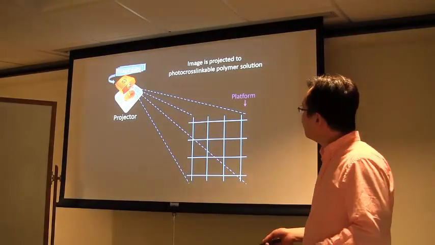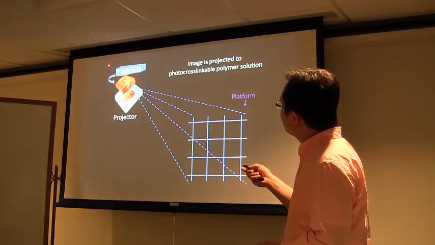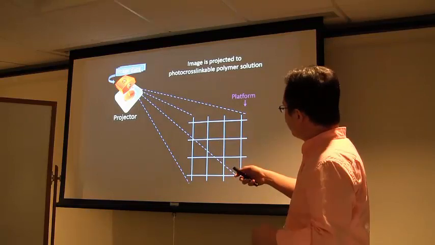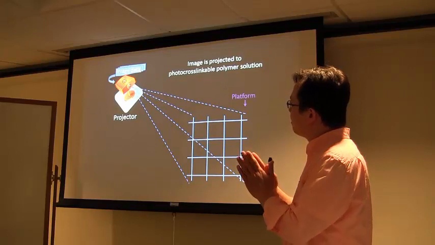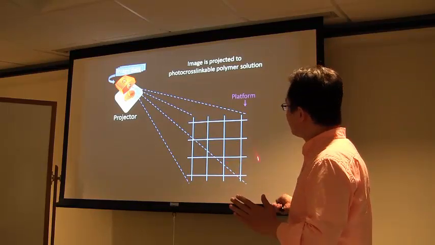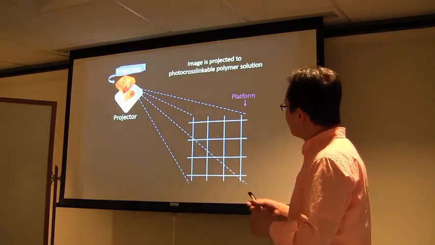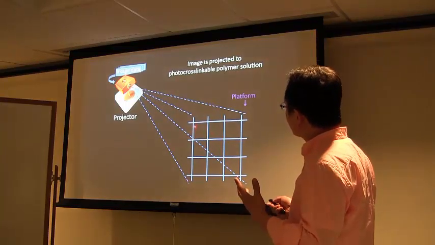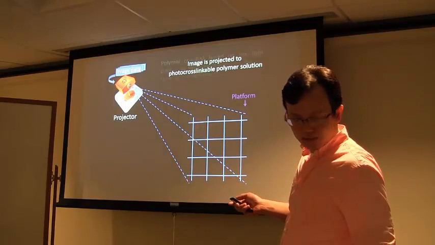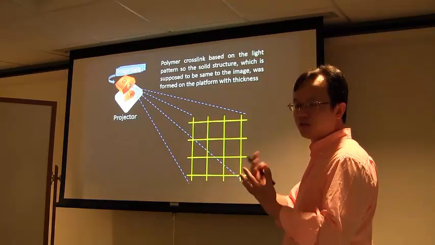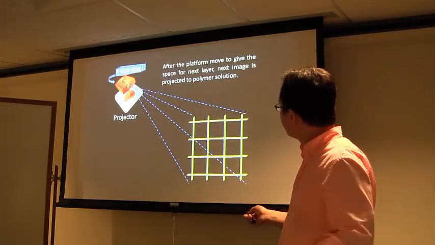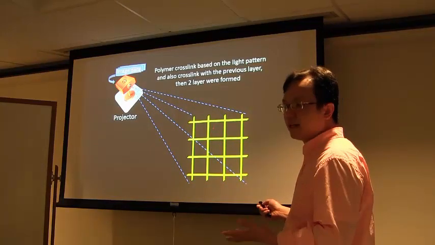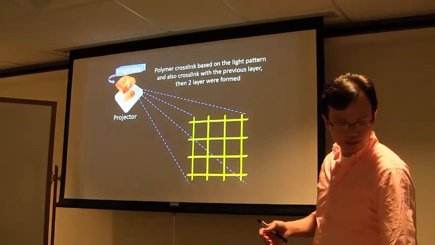So here is the process. We input the image here, like just some 2D images, like photos. You stack the photos together and input them to the projector. The projector will project the images to the monomer solution based on the sequence you input, one by one. Because the polymer is able to cross-link by light, it will form a structure exactly the same as the image you project. Then you move up to another layer and project again. The second layer will bind to the first layer. So layer by layer, you can form a 3D scaffold.